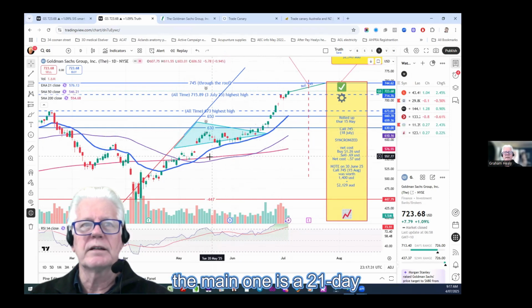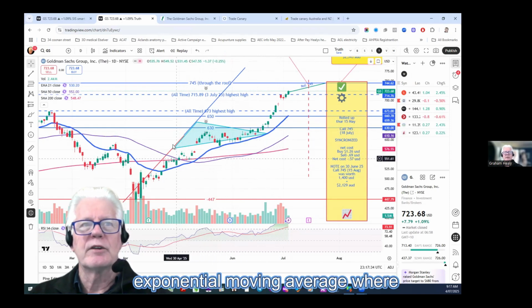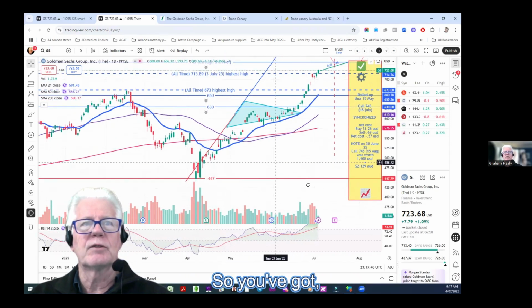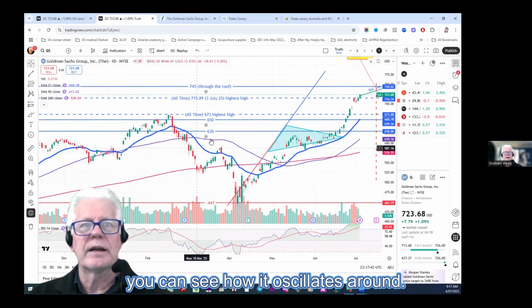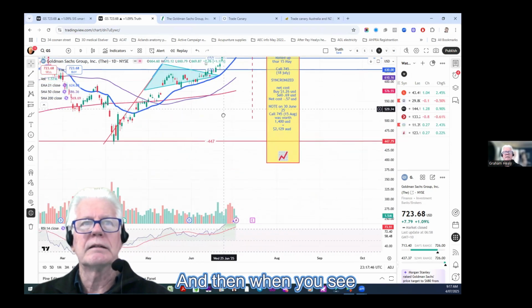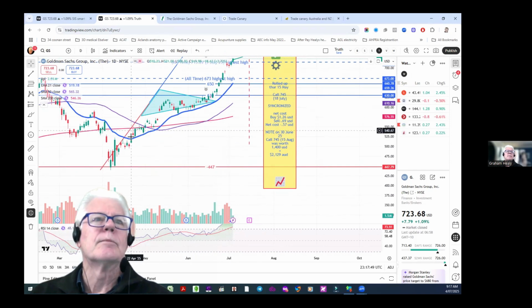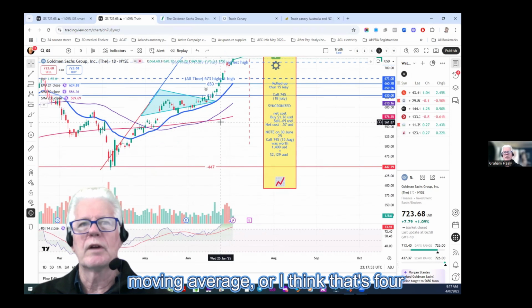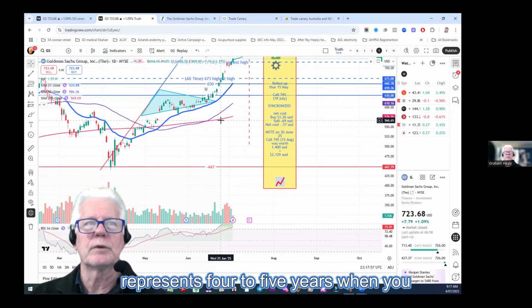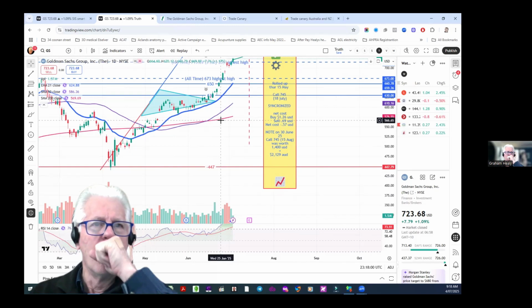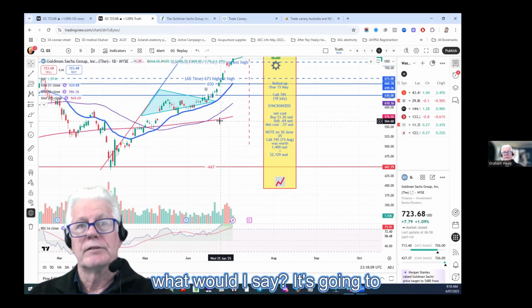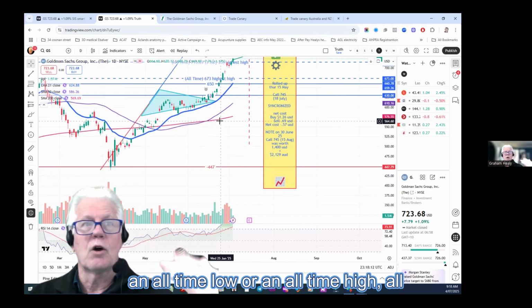The main one is a 21-day exponential moving average, where the charts usually oscillate around the 21-day exponential moving average. You can see how it oscillates around. And then when you see a price action movement dropping down to the 200-day moving average, I think that represents 4 to 5 years when you divide that into 200 days, 365 days in a year, it's going to an all-time low, or an all-time high, all-time low.